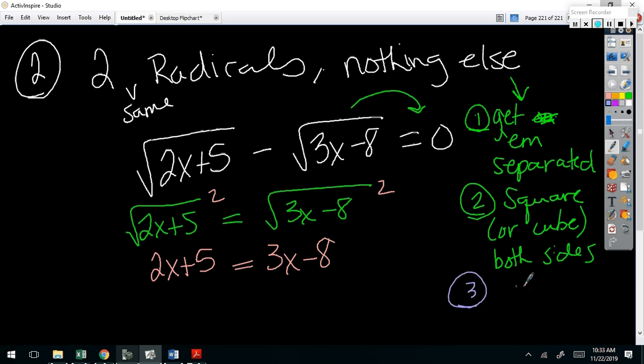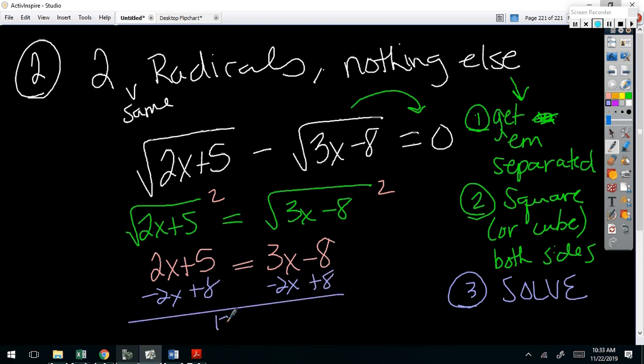I will subtract the 2. And I'm going to add the 8. And I get 13 equals x. X equals 13. I'm going to show you that. You got it? All right.